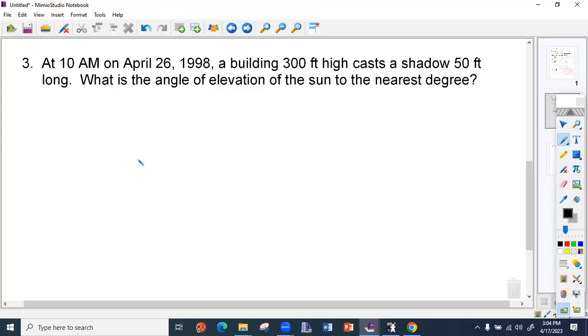Okay. All right, let's just draw our building, okay? Our building is 300 feet tall, right?